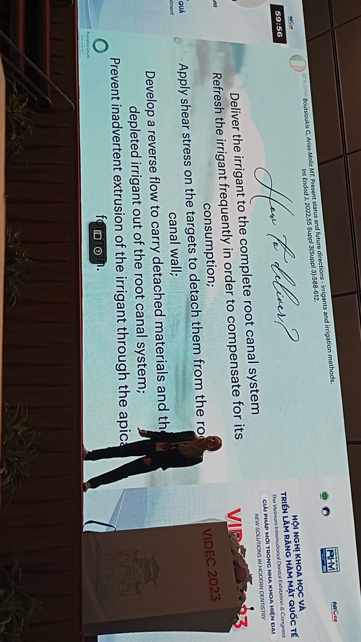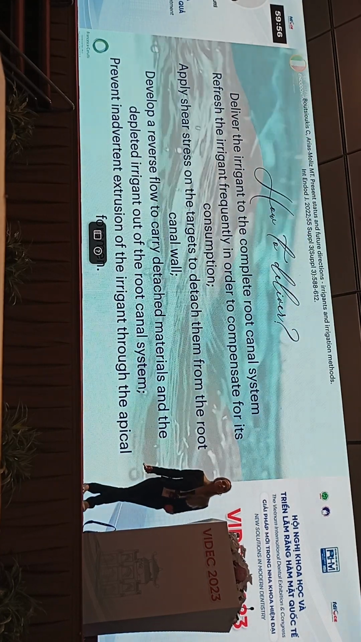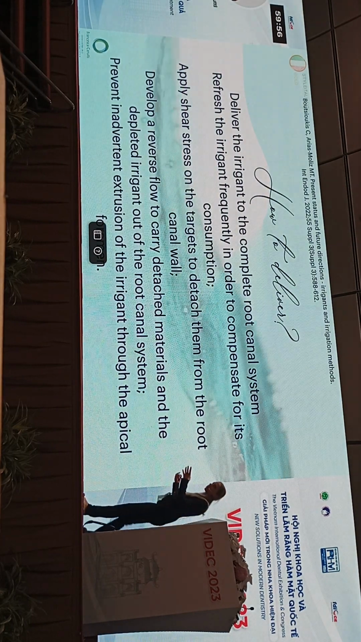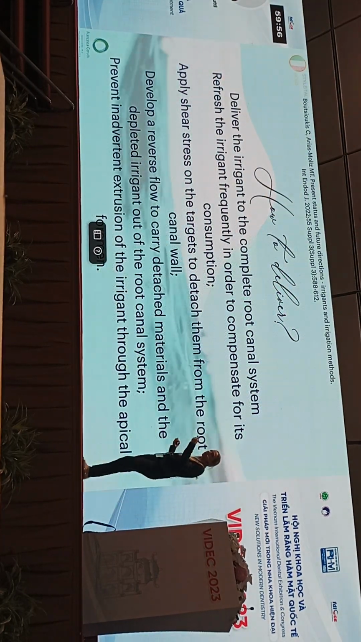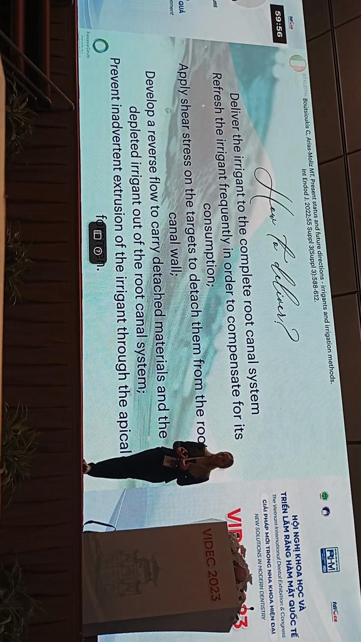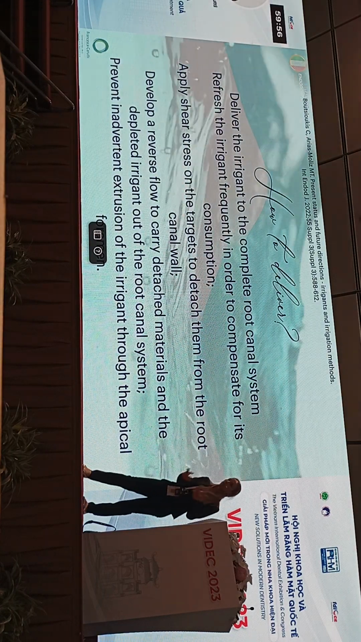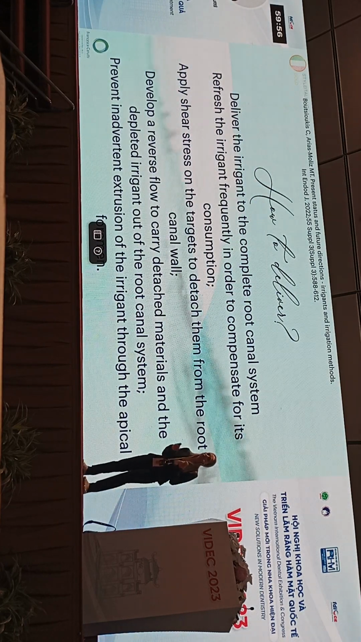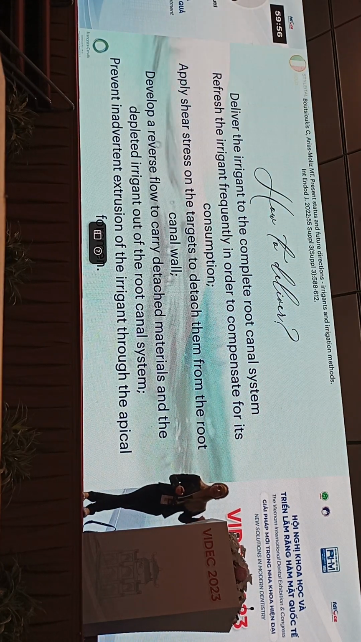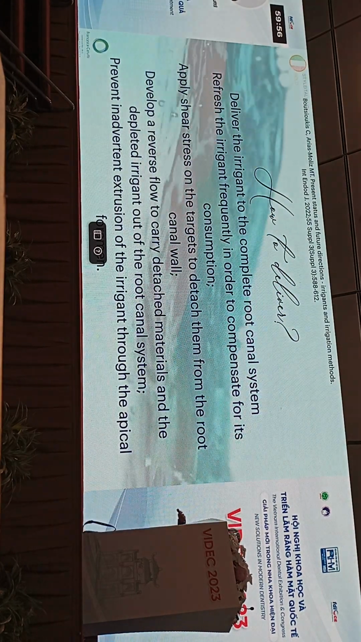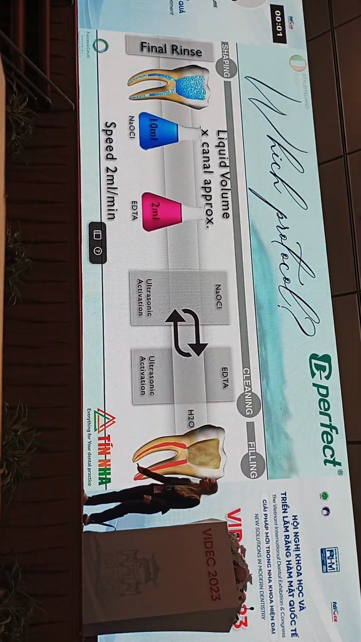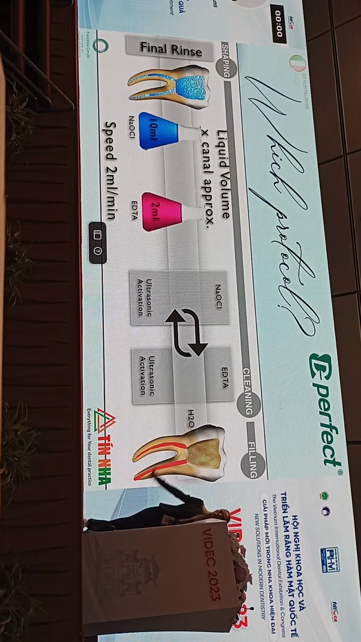How to deliver? You have to refresh it frequently because the active part of sodium hypochlorite is undergoing consumption when it reacts with soft tissues, with debris, etc. So, refresh the irrigant and develop a reverse flow, no open-end needles, side vent or double side vented needles in order to prevent sodium hypochlorite accident.